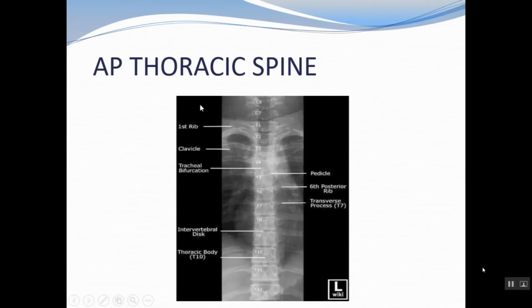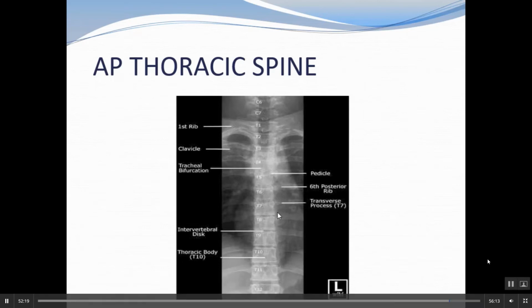This is the first rib and this is the clavicle to the sternoclavicular joint here. This is the tracheal bifurcation. This is the pedicle of the dorsal spine. This is the 6th rib, posterior rib. This is a transverse process, T7. This is the thoracic body of T10.